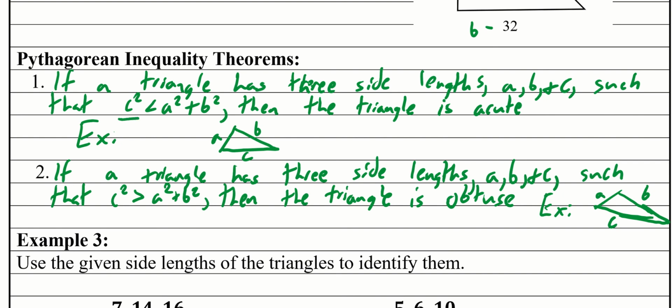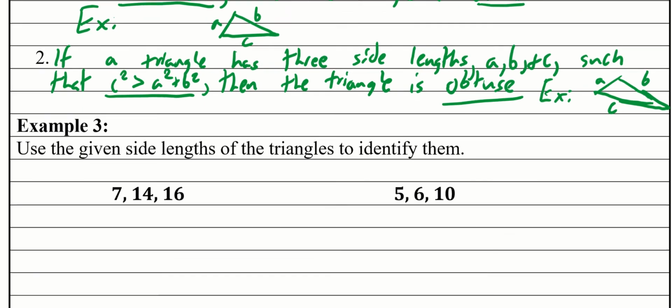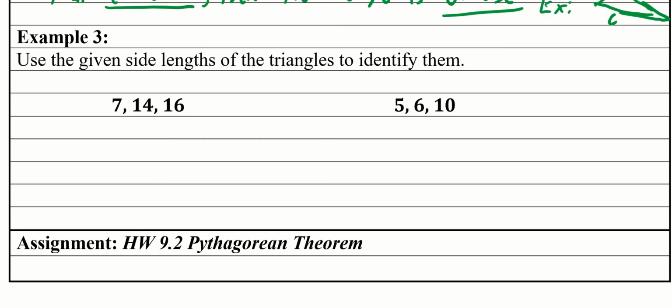If it comes out to be this, then it's going to be acute. If it comes out to be this, then it's going to be obtuse. Okay, so let's practice that a little bit and make sure we have that down. And then remember, if it's not less than, and if it's not greater than, if it's equal to, then we've already said what that case is. That's going to be a right triangle. Okay, so last one here.